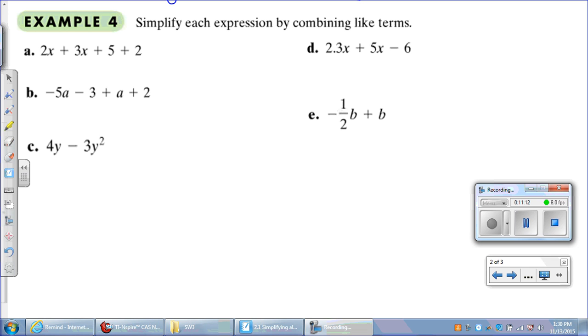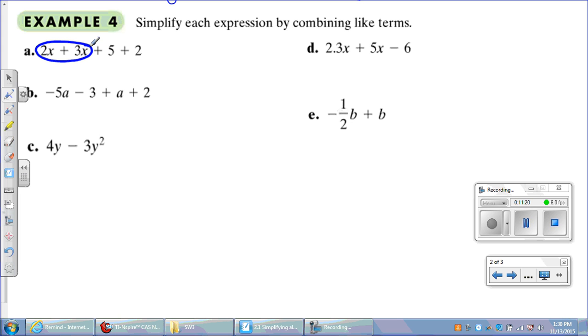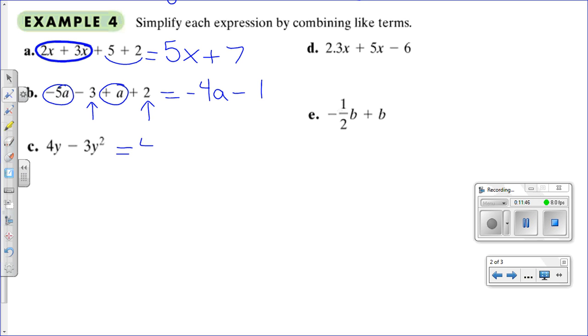So let's review your answers for example 4. And the first one, part A, we're going to combine the two that contain x. So 2x plus 3x is 5x. And then 5 plus 2 is equal to 7. The next one, we're going to combine -5a plus a. So that will be -4a. And then the numerical parts, the constant terms, so -3 plus 2, that is -1. Now for the next one, they will stay the same because they are unlike terms.